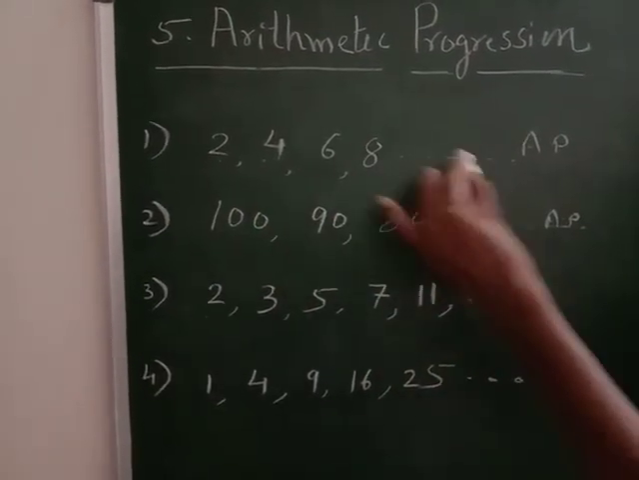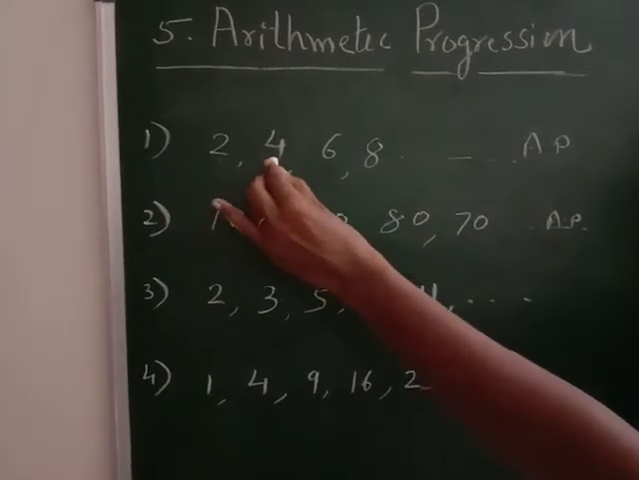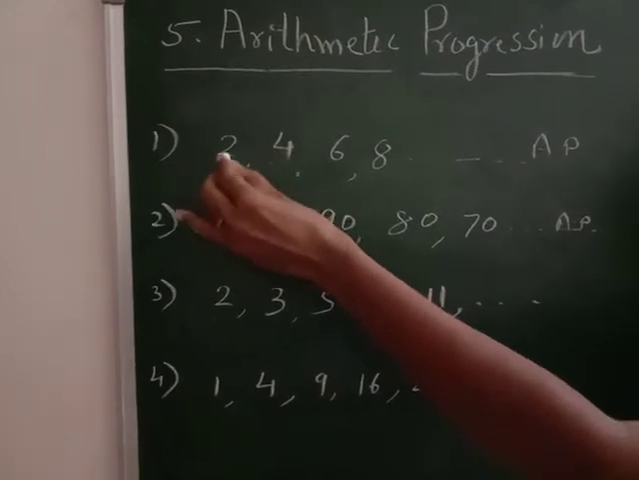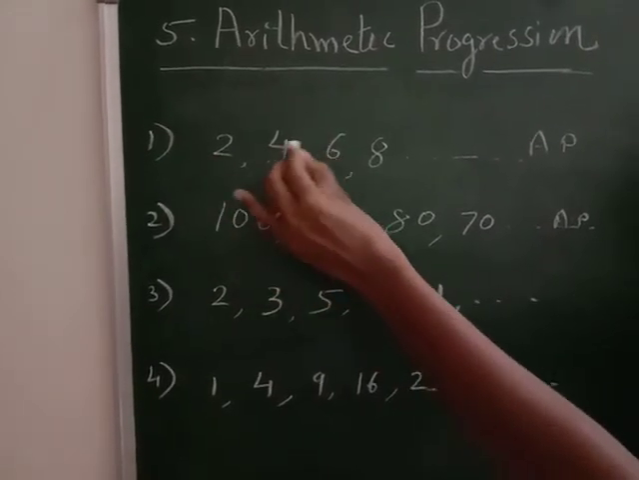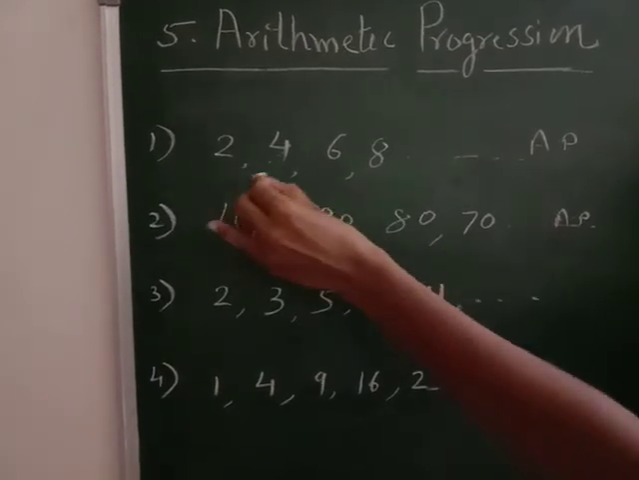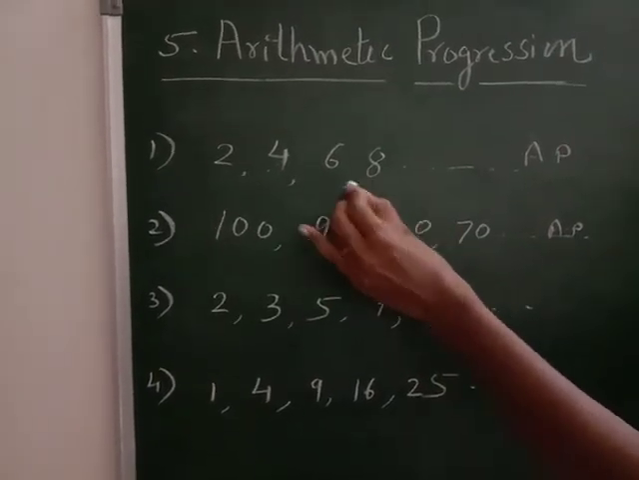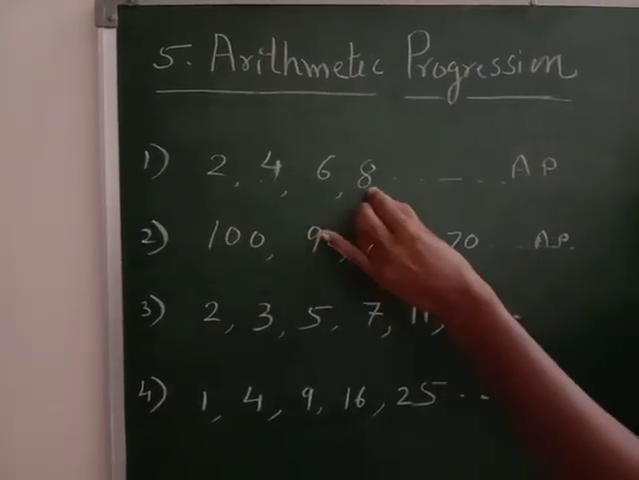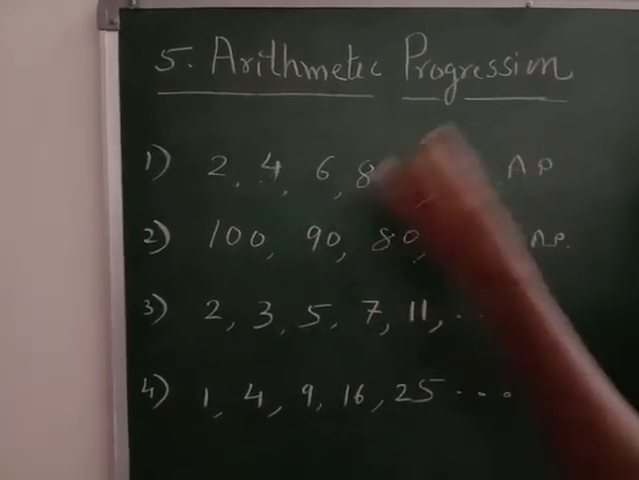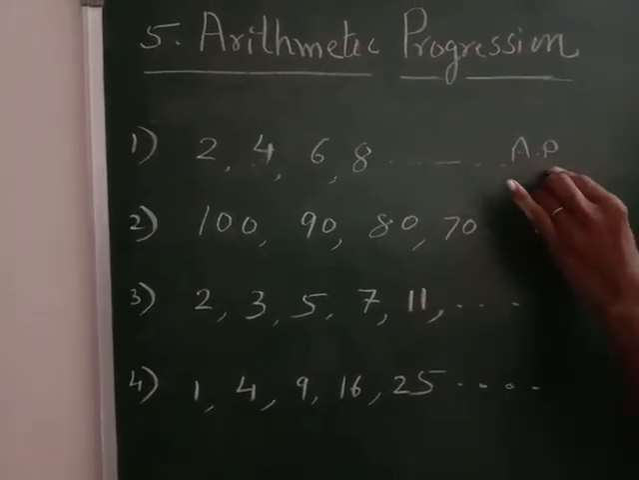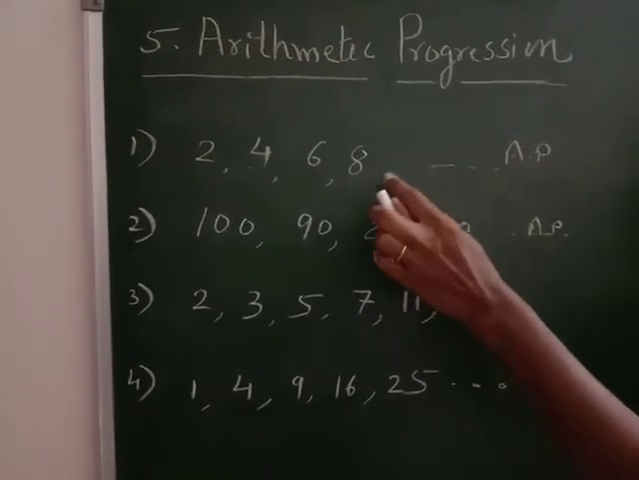this is called the first term, second term, third term, fourth term and so on. So if I do second term minus first term, the answer is 2. 4 minus 2 is 2, 6 minus 4 is 2, 8 minus 6 is also 2. So that is a fixed number. When it remains a fixed number, you have to check up to all the terms. Then it is called an arithmetic progression.